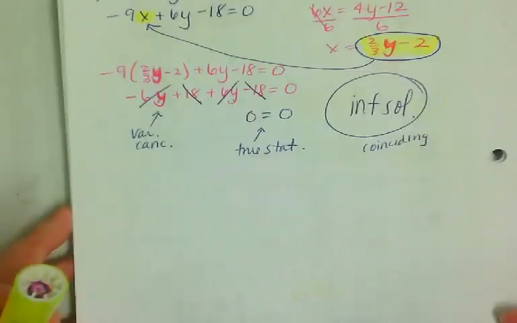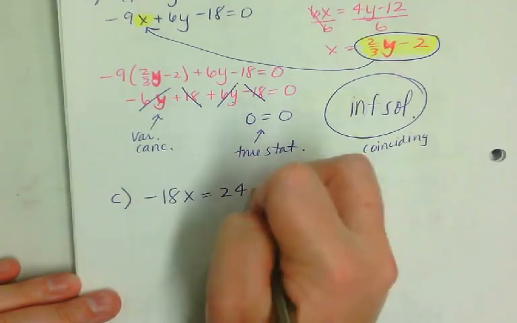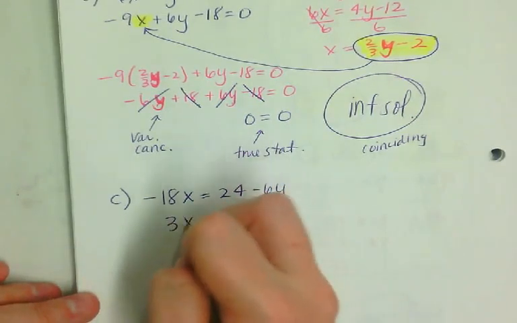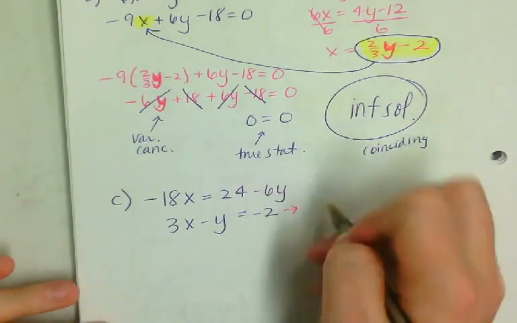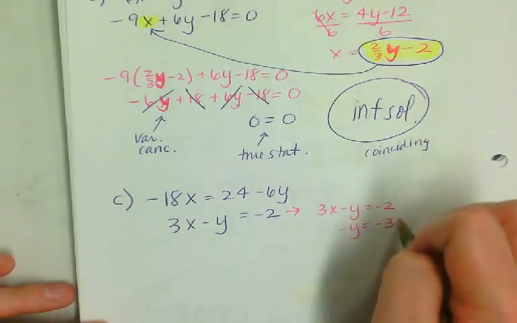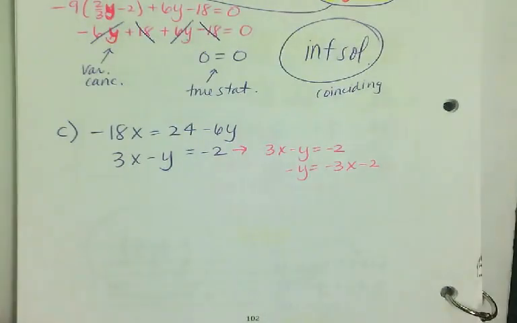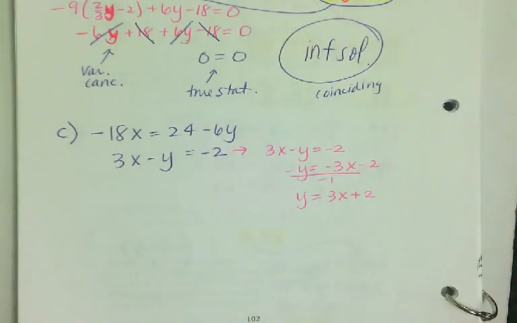All right, last problem, example C. Negative 18x equals 24 minus 6y, and 3x minus y equals negative 2. On this one, if you look at that second equation, the y is almost already isolated, which would be a good problem to take and rearrange. You could subtract the 3x over, and then you would divide everything by negative 1.